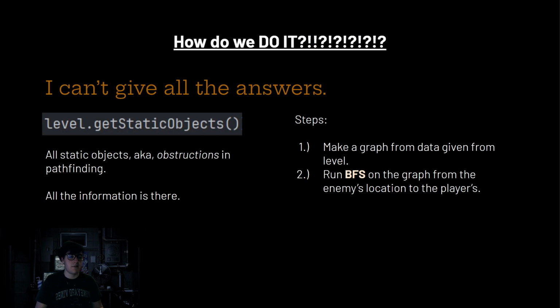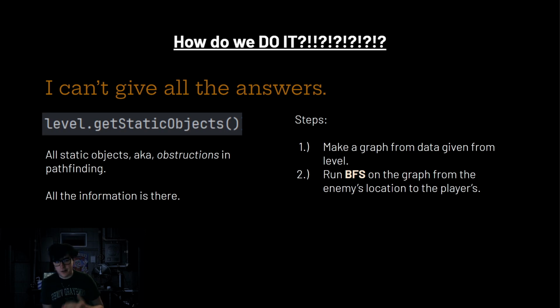But so, yeah, if I were to give some straight up steps, I would start by, in your method, you have to make a graph. To make this graph, you have all the information that you need available to you from the level. Now, I get that it's a little bit unsatisfying for me just saying, like, look at level.getStaticObjects, level.getBounds, I think is another one. But trust me, you guys can make a graph from this information, okay? Try it out a bit.